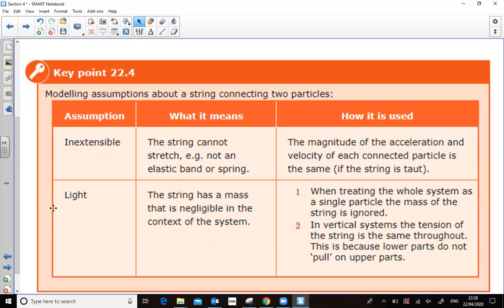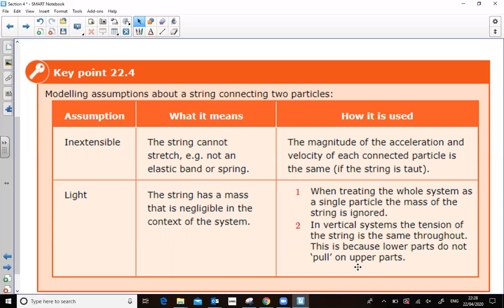Now, the string being light means that the string has a mass that is negligible in the context of the system. And how is it used? Well, firstly, when treating the whole system as a single particle, the mass of the string can be ignored. And secondly, in vertical systems, the tension of the string is the same throughout. This is because lower parts do not pull on the upper parts.